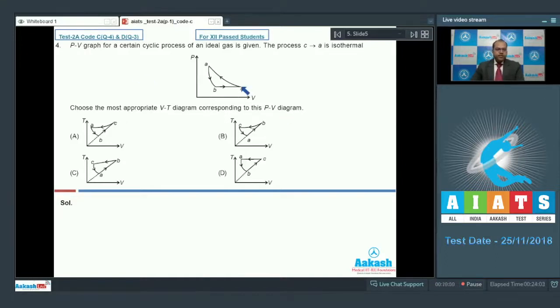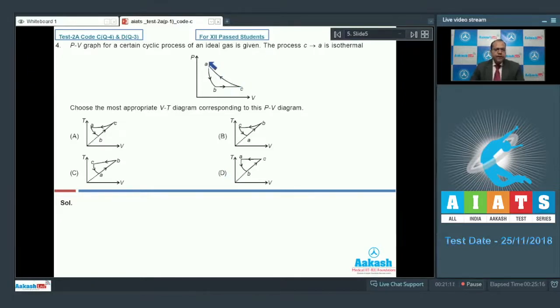In the question it is given that the process C to A is isothermal, and from the diagram we are shown that the process B to C is isobaric. So let's check initially these two processes. From B to C, the process is isobaric for the given ideal gas. In the VT diagram, for isobaric, pressure is constant, so V is proportional to T. As the volume is increasing, temperature must rise. So if I see the linear relationship between T and V, then this is the correct one for B to C, and this is wrong. So till now, option A and option D may be right.